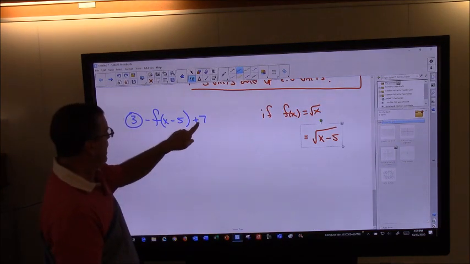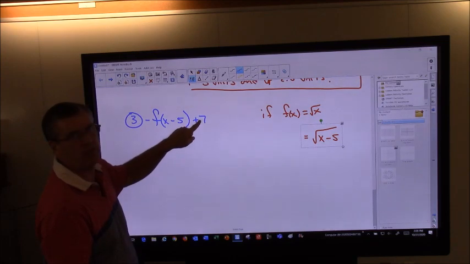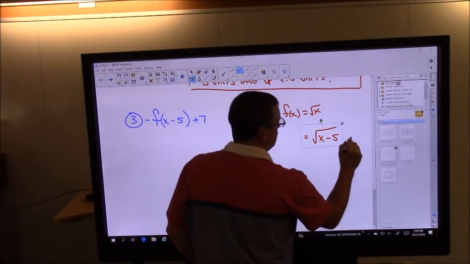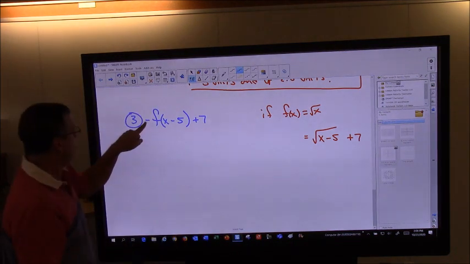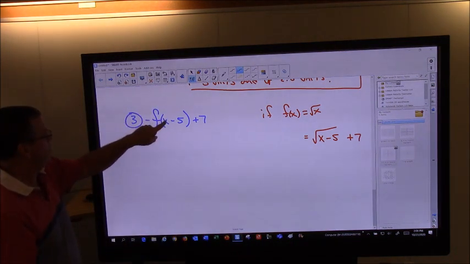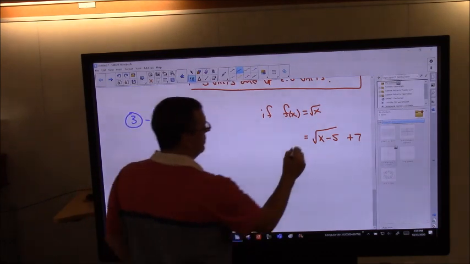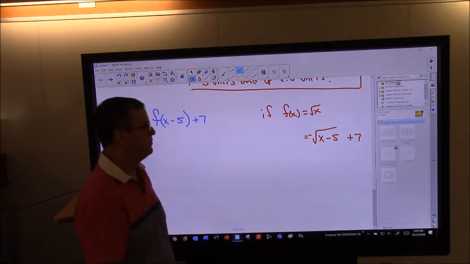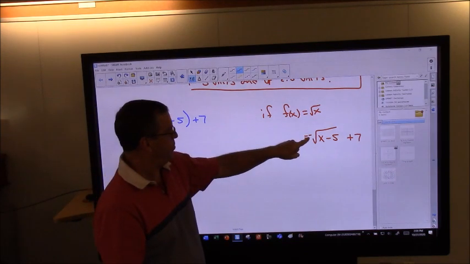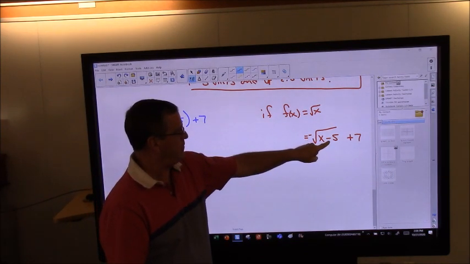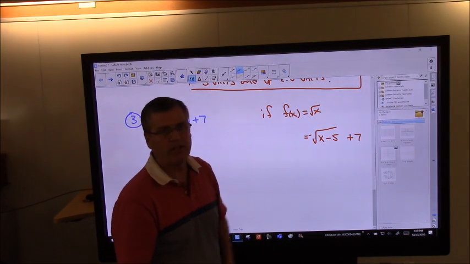Okay? Now add 7 to it. We're not plugging it in anywhere, we're just adding 7. And now, take the opposite of whatever you just plugged that into. Okay, there we go. Flip it across the x-axis, shift it to the right 5 units, then shift it up 7 units.